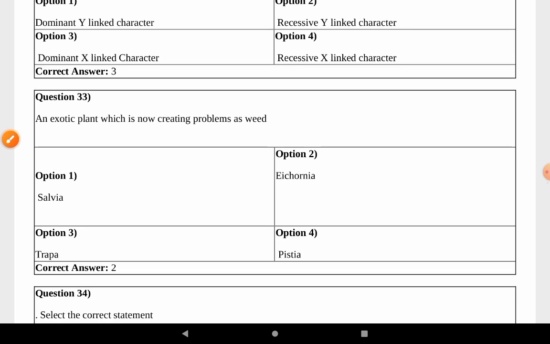Our next question is an exotic plant which is now creating problems as weed. So the options are option 1 salvia, option 2 Eichhornia, option 3 Trapa, option 4 Pistia. So the correct answer is option 2, Eichhornia is the exotic plant which is now creating environmental problems.